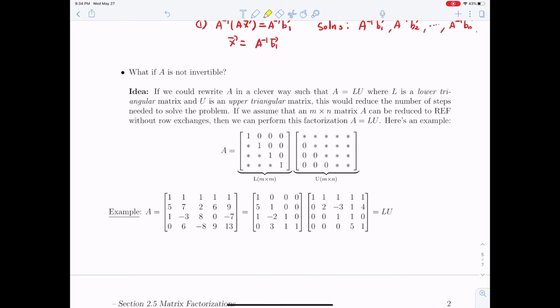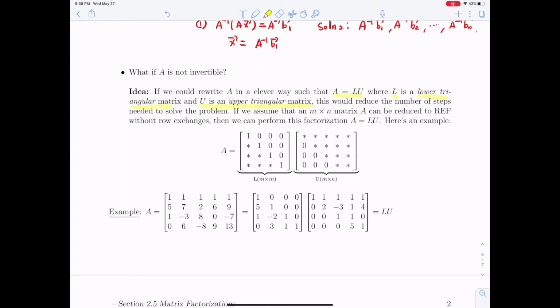And in that case, we need to REF the augmented matrix, but there are lots of calculations involved. So to reduce the number of operations you do, we're going to use the LU factorization method here. If you can factor A into L times U, where L is the lower triangular matrix and U is the upper triangular matrix, then we can reduce the number of steps you do to solve the equation.